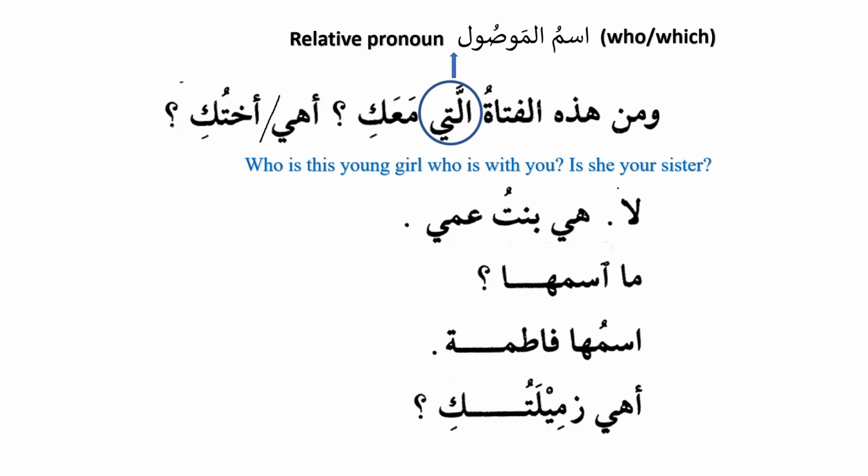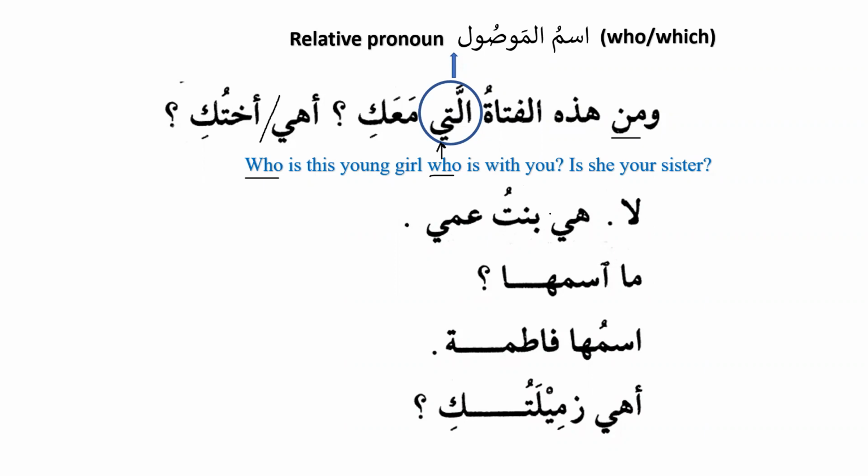Is she your sister? So in English, it is redundant to use who again and again. If you say, who is this young girl with you, the meaning is clear. But the reason I put it here is so that we can see that man means who, and also allati means who. Our purpose is to focus on the Arabic language, so even if the translation sometimes doesn't suit what we have in Arabic, that doesn't matter. Ahiya ukhtuki, is she your sister?